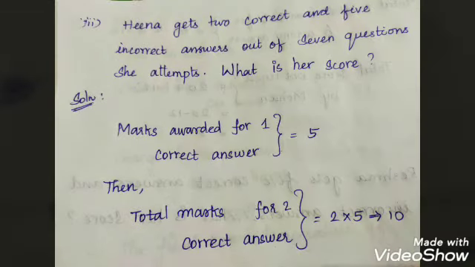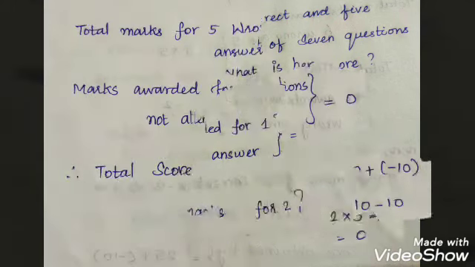Hina gets 2 correct and 5 incorrect answers, out of the 7 questions she attempts. What is her score? For each question, 5 marks they will give. So 2 correct answers, 2 into 5 gives you 10. For 1 correct answer they are giving 5 marks, so for 2 correct answers, 2 into 5 gives you 10.